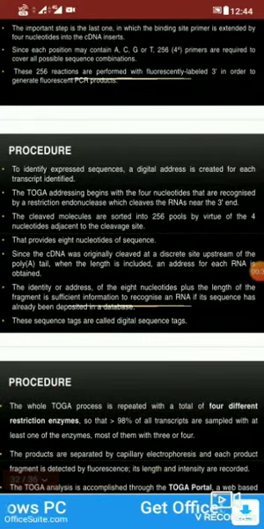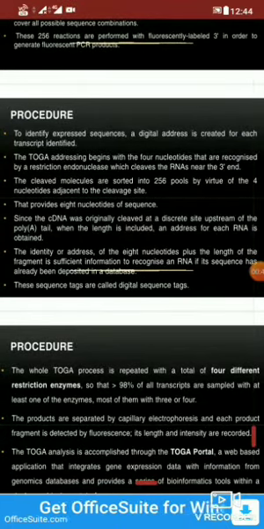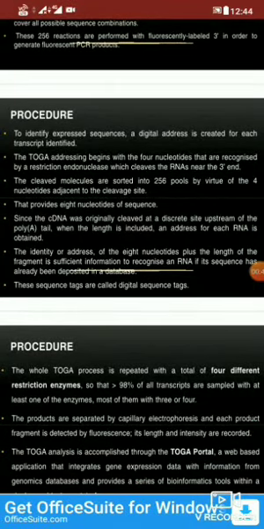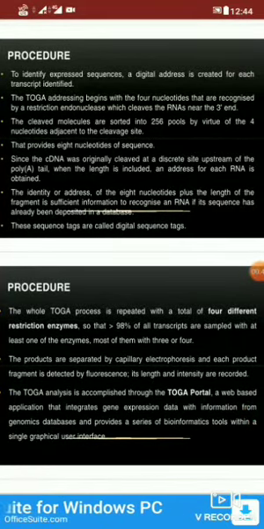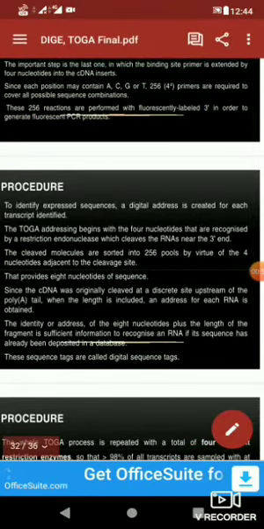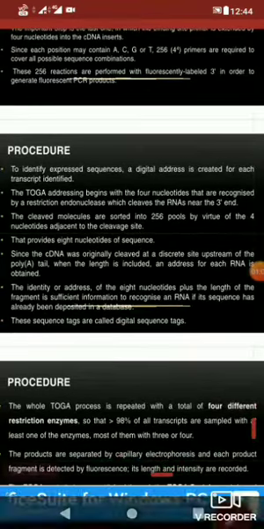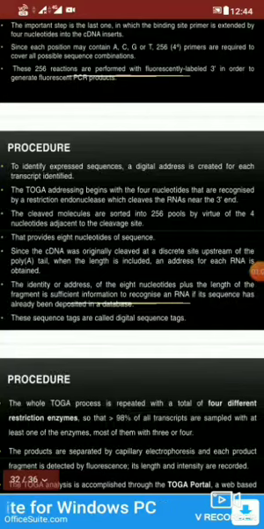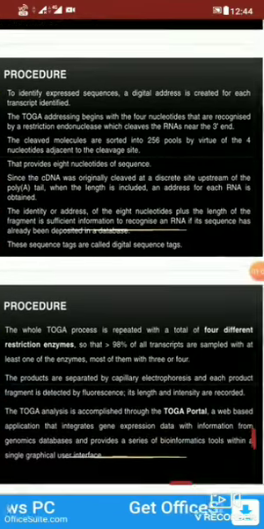Now, depending on the number of times a particular product is produced, the number of times fluorescence is produced, you can tell how many mRNA molecules are present in the given pool of sample. So this method is called TOGA, where 256 reactions are performed with fluorescently labeled 3' tags in order to generate fluorescent PCR product.